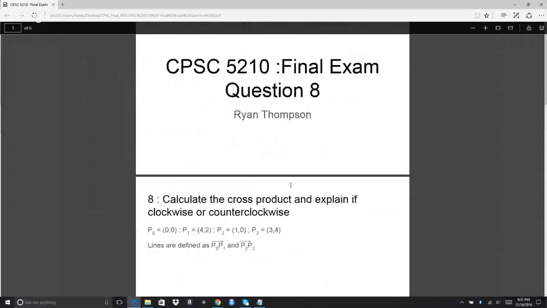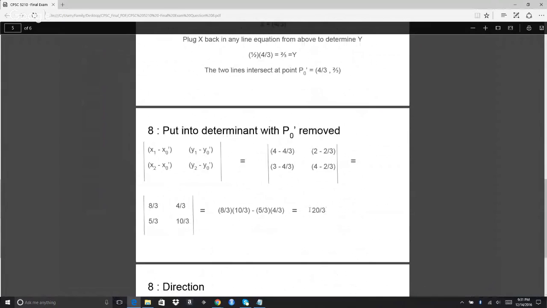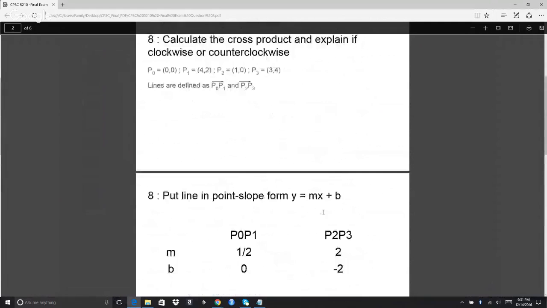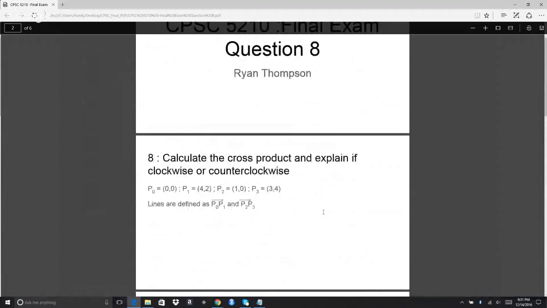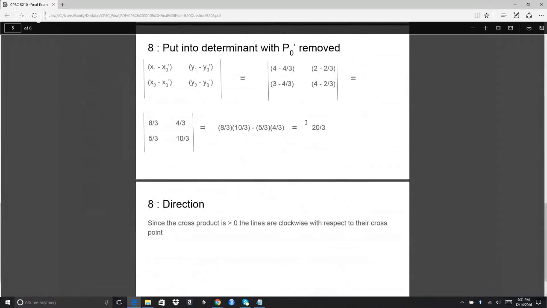So we've calculated the cross product here with respect to the crossing point and determined that the cross product is clockwise because this is greater than 0. And also, if you graph it out, you can see that the rotation around there is clockwise.